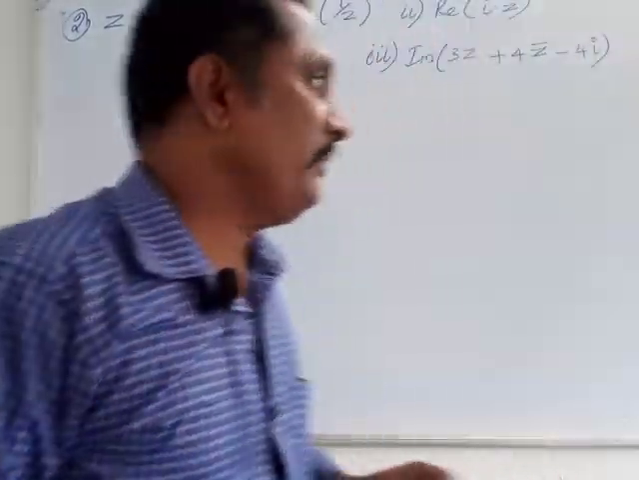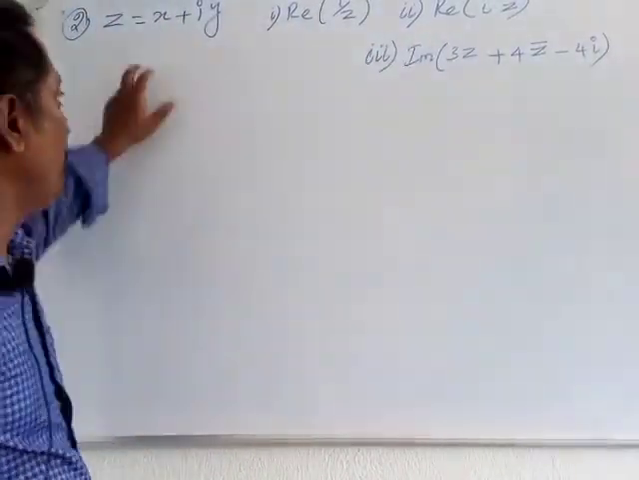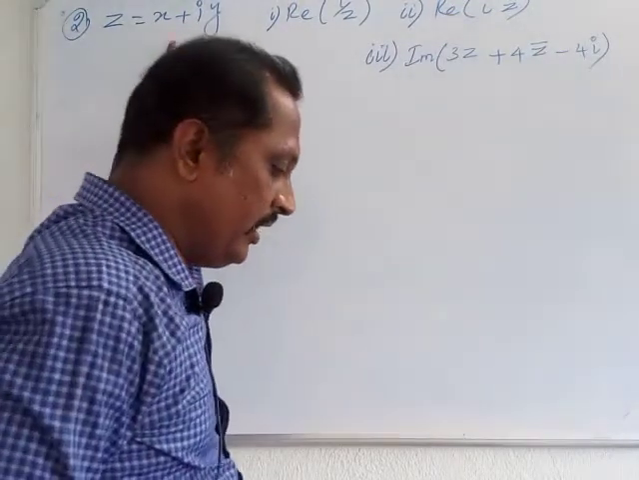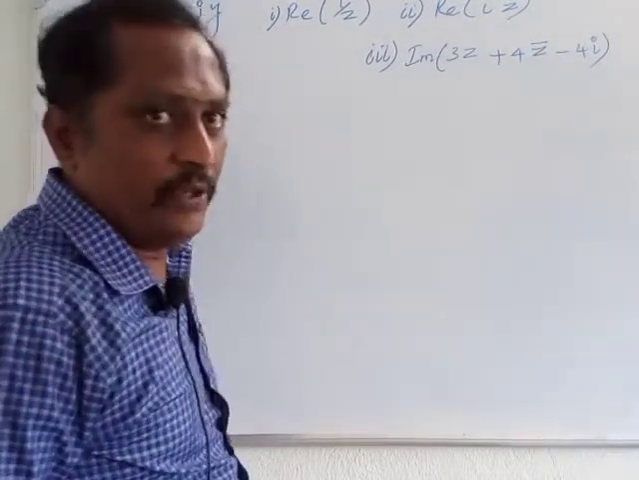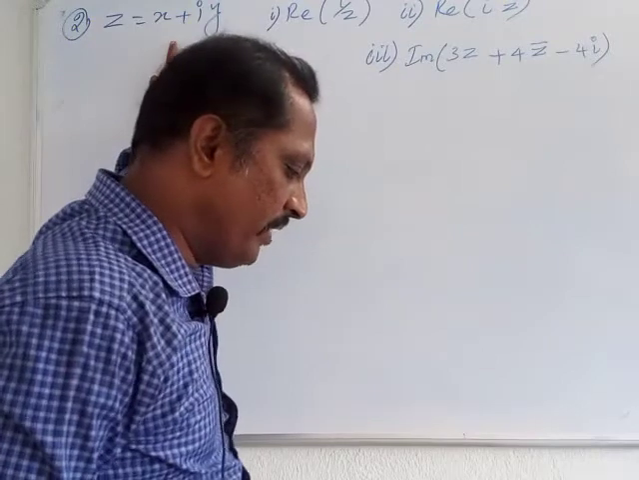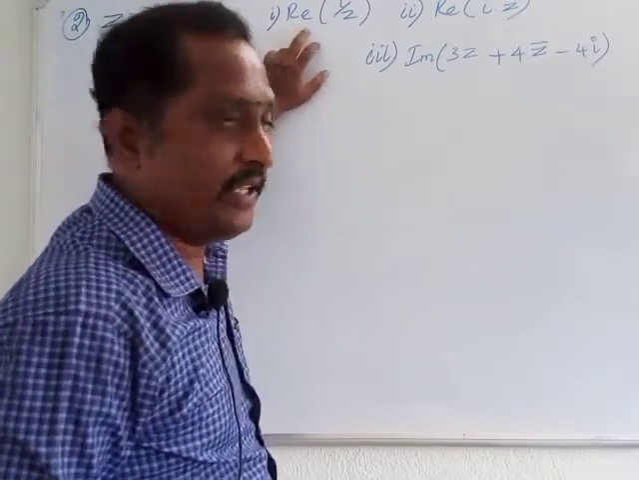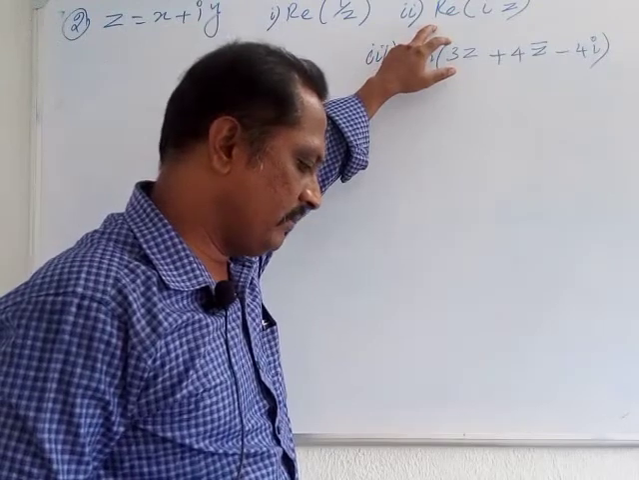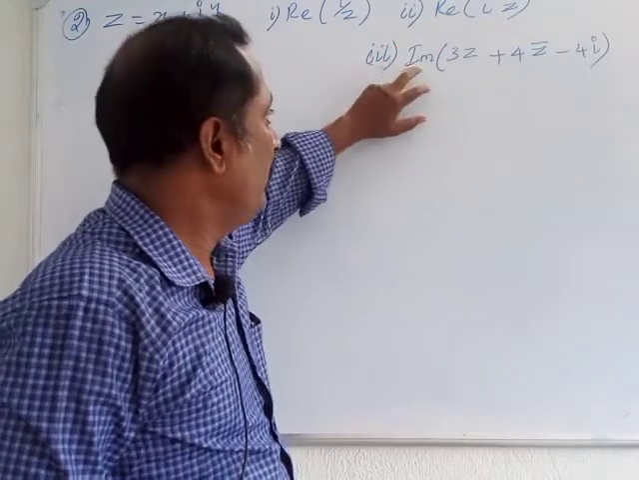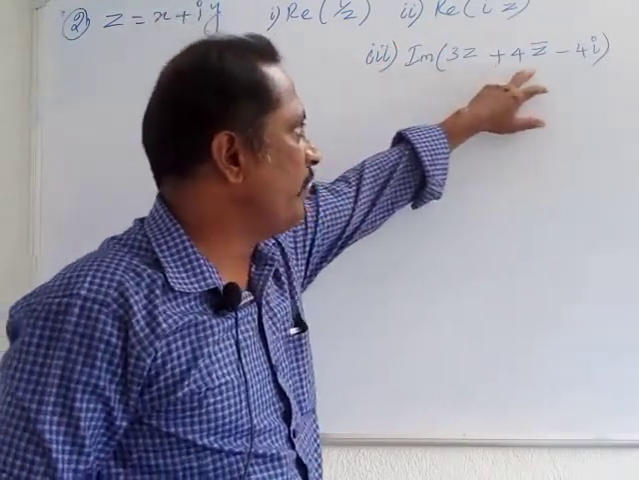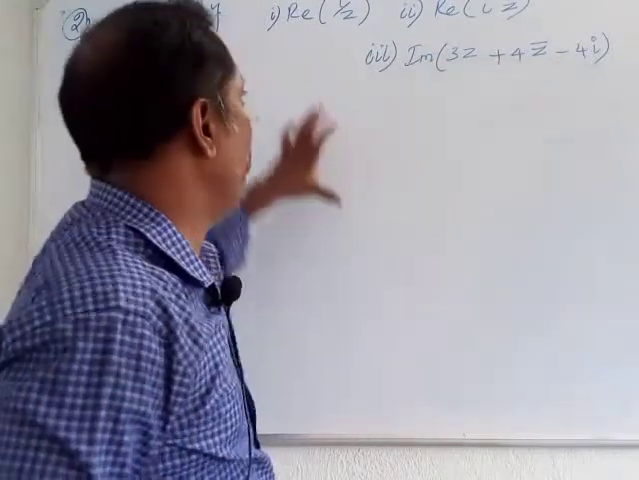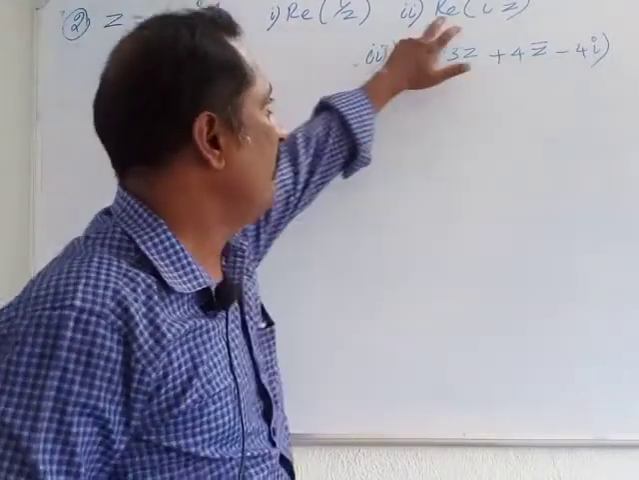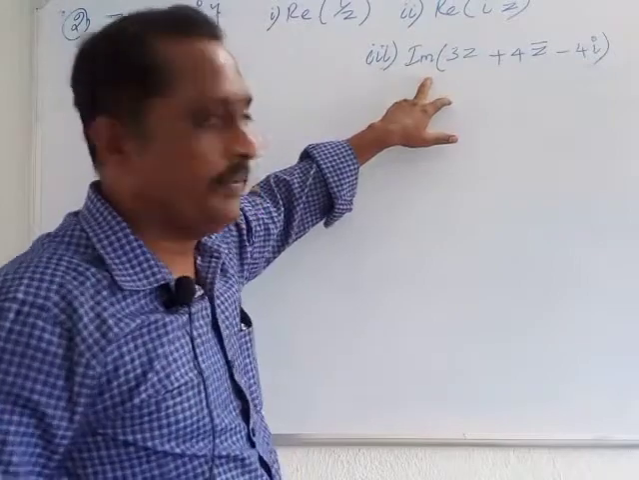Second sum is given. Z is equal to x plus iy is given. You have to find the rectangular form of the real part of 1 by z, the real part of i z bar, and the imaginary part of 3z plus 4 z bar minus 4i. You have to find the real part of this number and the imaginary part of this number.